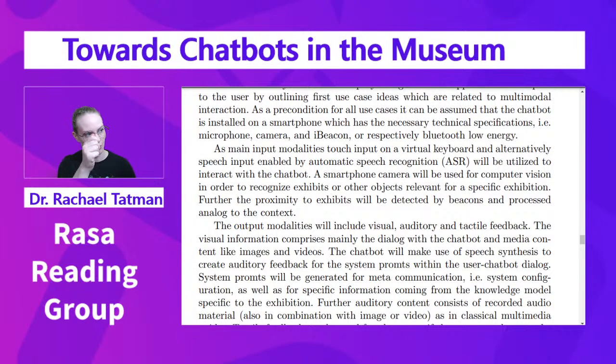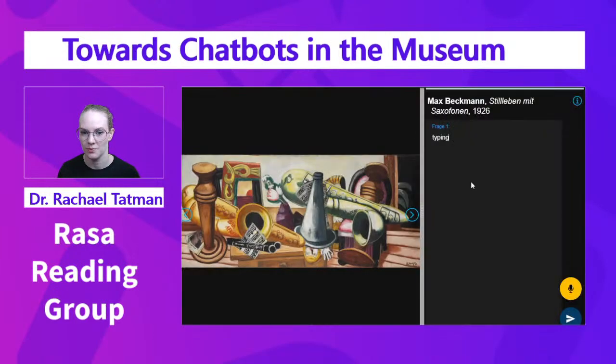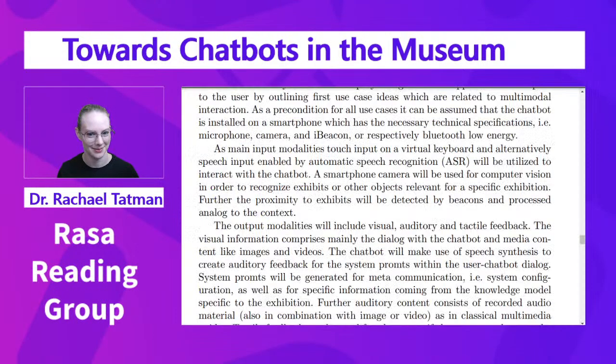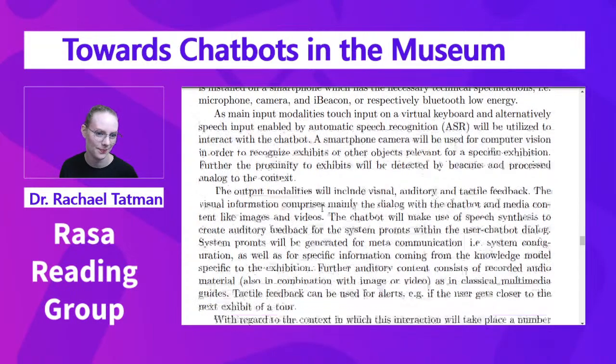Okay, so you can point your phone at the painting and ask, hey, who painted this? Or whatever it is that you want to know. Further, the proximity to exhibits will be detected by beacons and processed analog to the context. So where are you physically in the museum? Which this system doesn't have, because of the time period that it is right now.